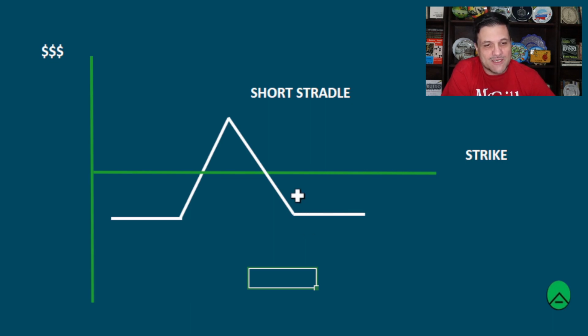I'm going to go up to the green line. Boom, right there. That's my strike price. That means that when the stock goes to that price, the losses stop. The loss stops right there. I created a floor.